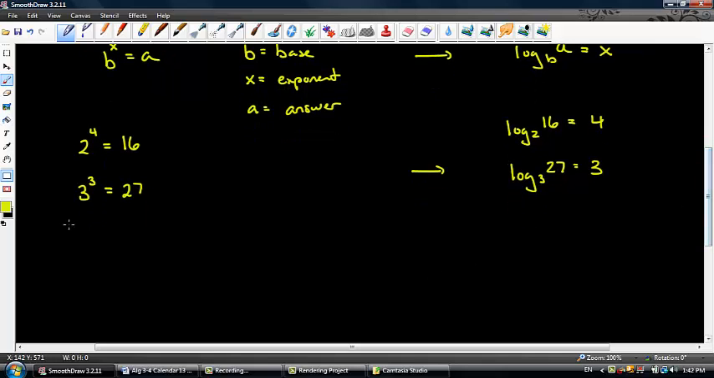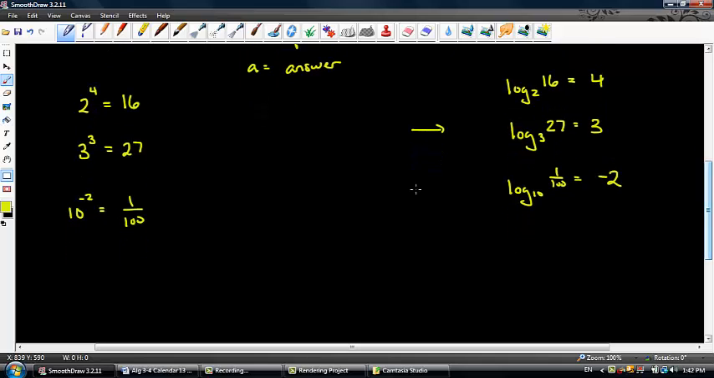And again, I can take this to another level. If I say 10 to the negative 2 equals 1 over 100, then I can say log base 10 of 1 over 100 equals negative 2. There's something in here that hopefully you guys are catching on to. I'm going to do one more example. If I say 81 to the 1/4 power equals 3, then it's log base 81 of 3 equals 1/4.